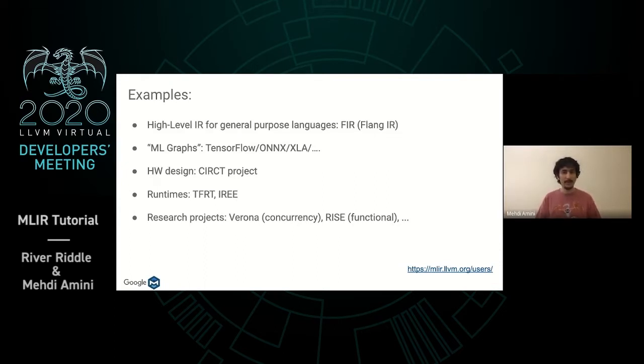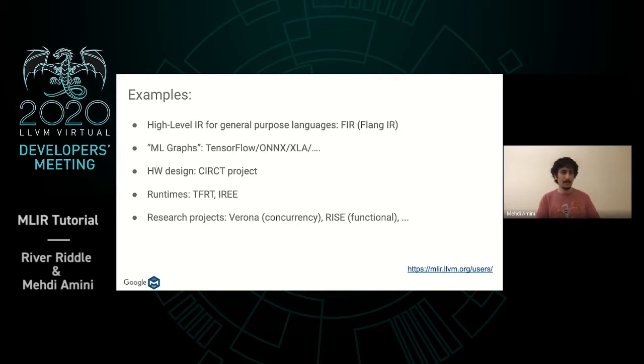MLIR has also been leveraged in machine learning frameworks like TensorFlow, ONNX, or XLA to process machine learning graphs, which are linear algebra operators processing multidimensional arrays with usually dense or sparse computations. It also includes quantization, cross-host distribution, and other specificities of ML frameworks. At a very, very different level of abstraction, the CIRCT project, which is an incubator project in LLVM, is using MLIR to build tools for hardware design.